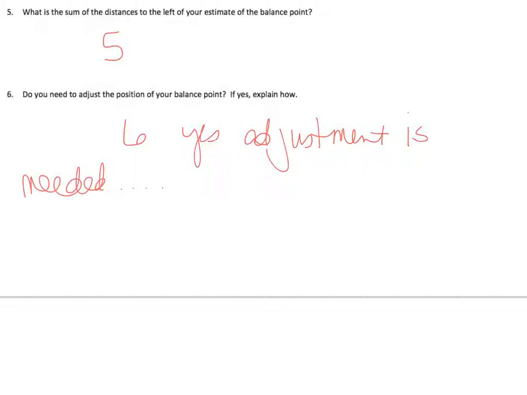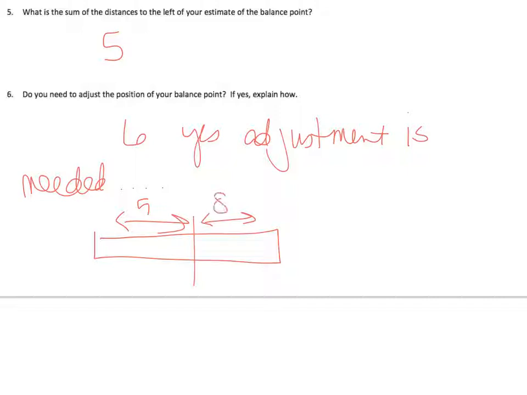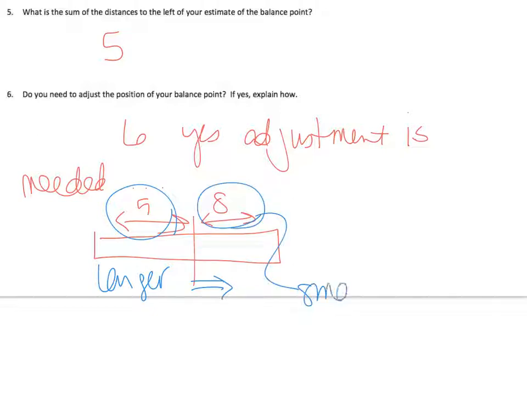The real balance point is found by increasing the distances to the left. So this is my balance point. This was 5, and this was 8. To make these even, I need to increase the distances to the left, so make this number larger, and decrease these distances, make these smaller so that they're equal. Okay, these two numbers need to be equal, or as close to equal as possible, right?